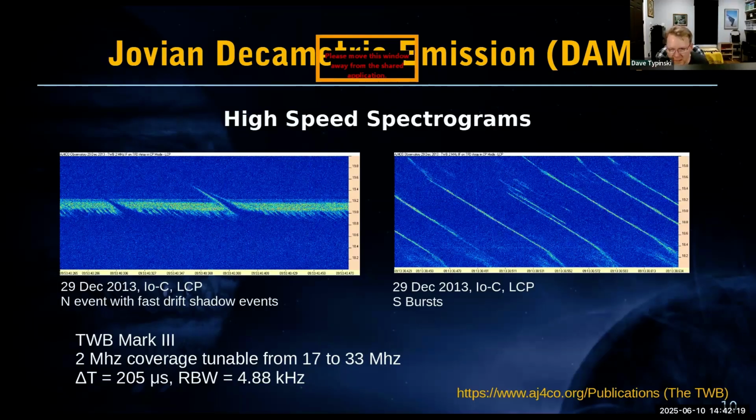You should be able to get these if you have a quiet observing site, which is 9/10 of the battle, we all know. But anyway, fast drift shadow events on the left and regular old S-bursts on the right. These are what these things look like in fast time. Every pixel column here is about 200 microseconds, so 5 pixels wide is 1 millisecond. And that's pretty fast. But that's a fun thing too.